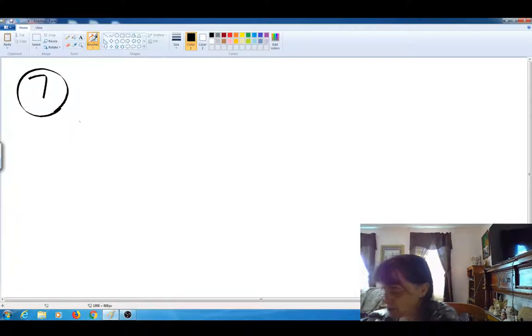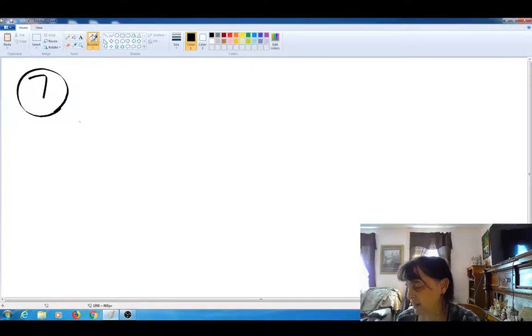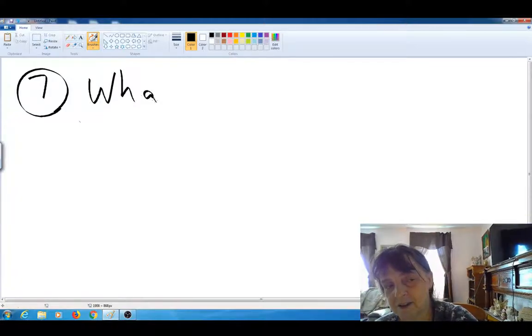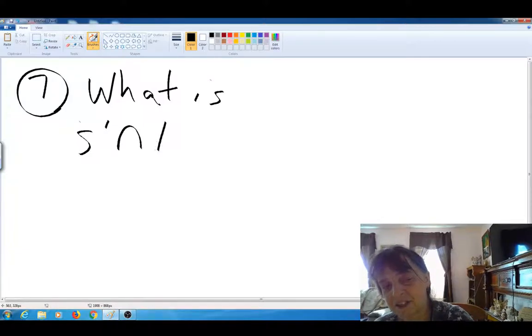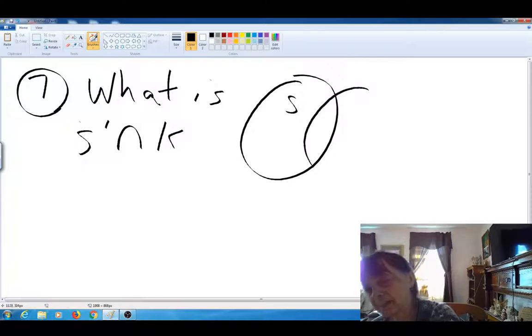Okay, we don't do number 7. Number 7 we don't do, and we leave out number 8. Now let's show what S prime intersect K is. What is S prime intersect K if we have the Venn diagram S and K?